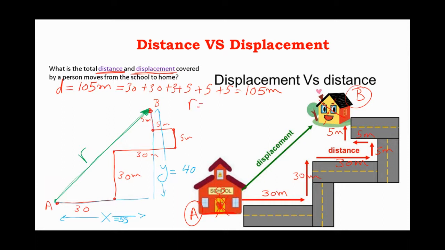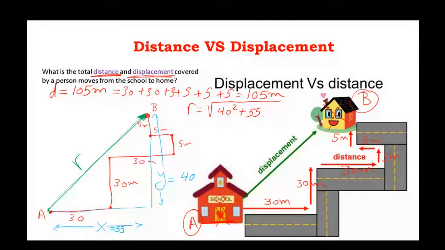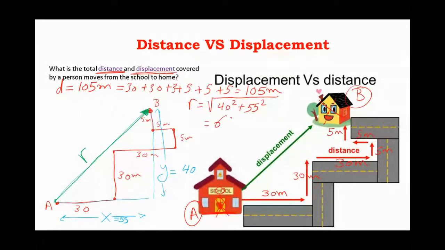So r equals the root of Pythagoras: 40 squared plus 55 squared. If you have a calculator, it's almost 68, or 68 point something. Whatever. So this is the displacement. Is it enough? No, it's not enough.